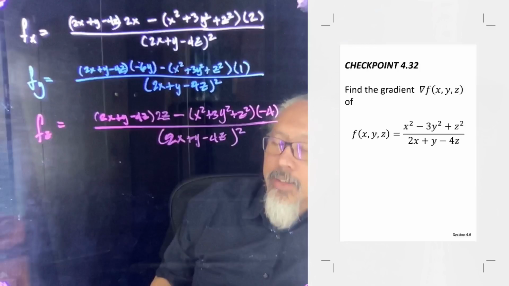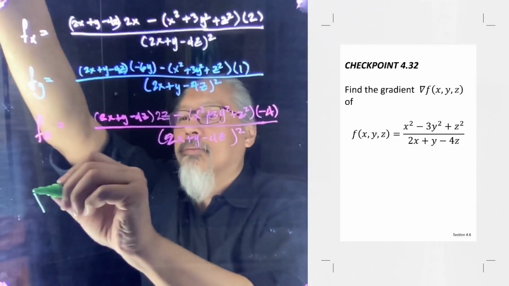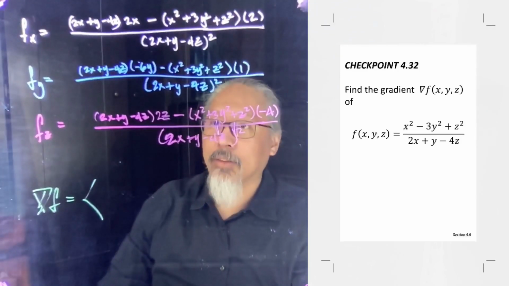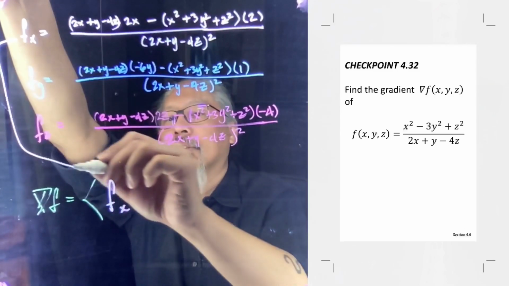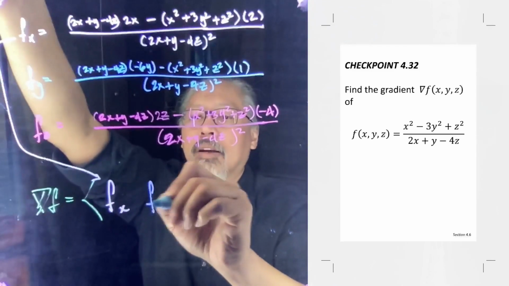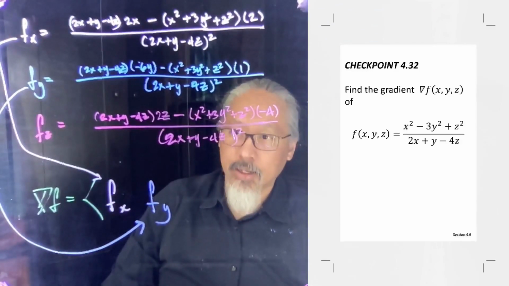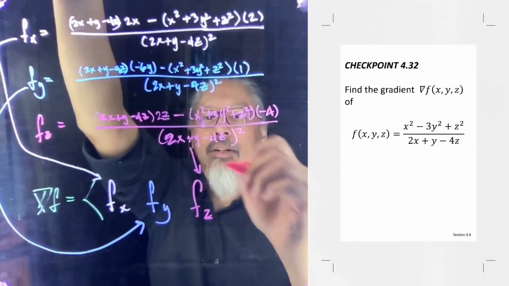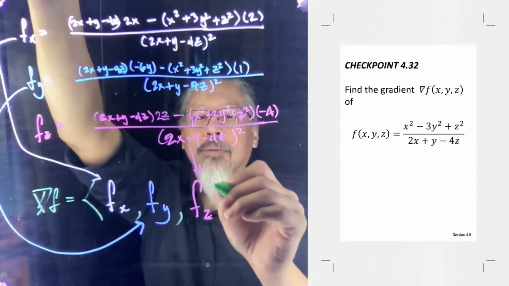Okay, this is it, and you string it together into a vector. So the gradient is simply going to be, well, instead of rewriting everything over again, I'm just going to write f_x to say that this is the first term, comma, f_y to say this is our second term, and then f_z to say this is our last term, and just making sure that you put it in vector form.